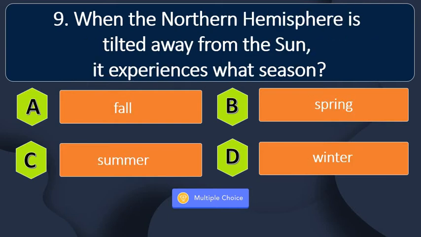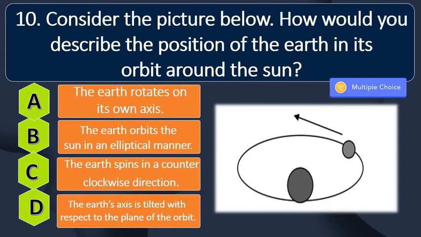Let's proceed with question number 9. When the Northern Hemisphere is tilted away from the Sun, it experiences what season? Is it A. Fall, B. Spring, C. Summer, and D. Winter? And you're correct. It is winter. Letter D. Number 10 question.